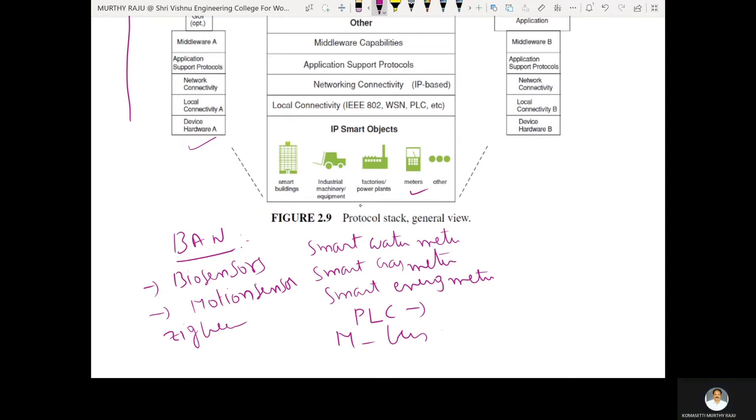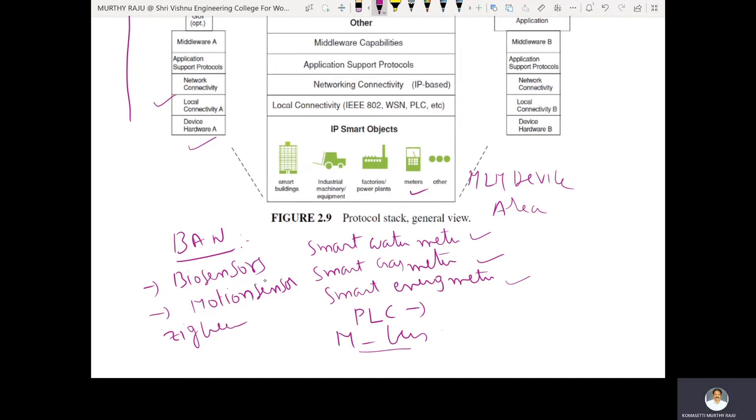Coming to these, there are some IP smart objects, and so many applications. This is the M2M device region, or device area. Here, machine to machine, all are machines: smart meter, smart gas meter, smart energy meter. These machines are connected by using M-bus with the help of PLC, power line communication, over existing electrical lines with the internet. That is called local connectivity.